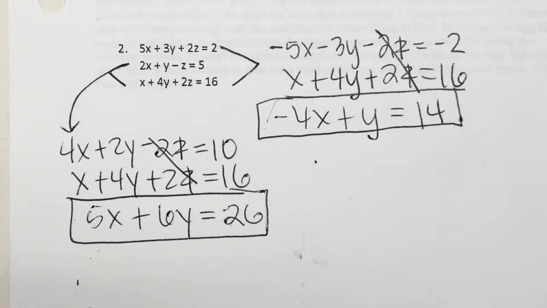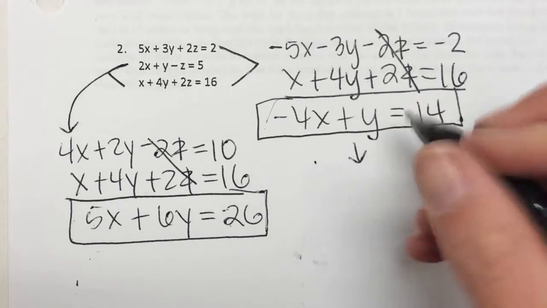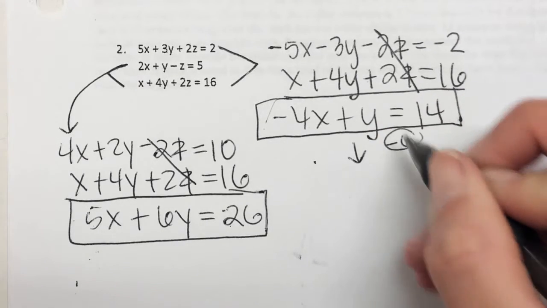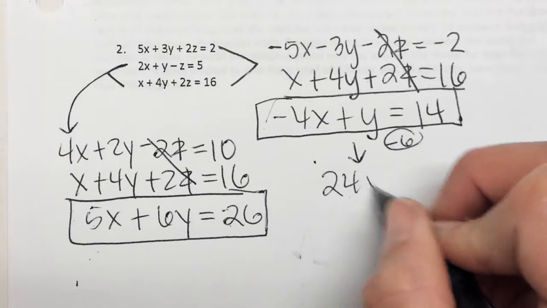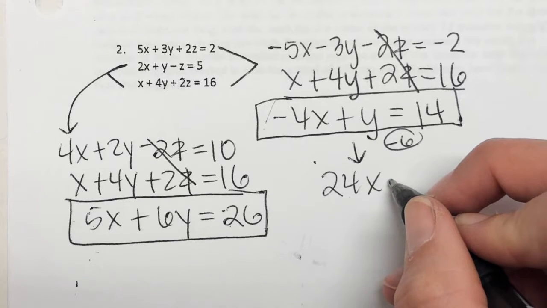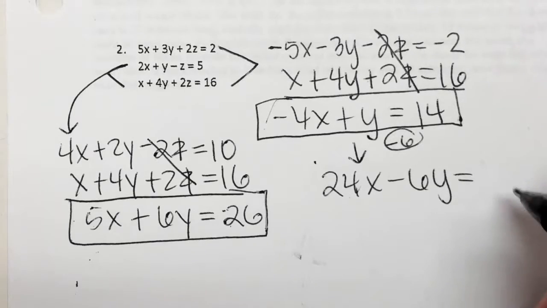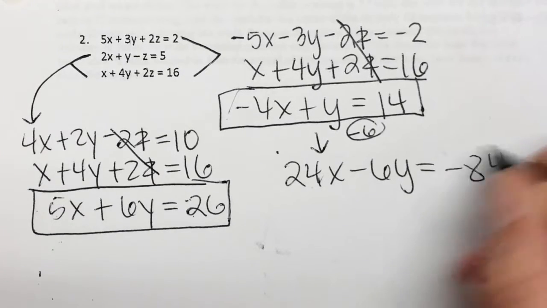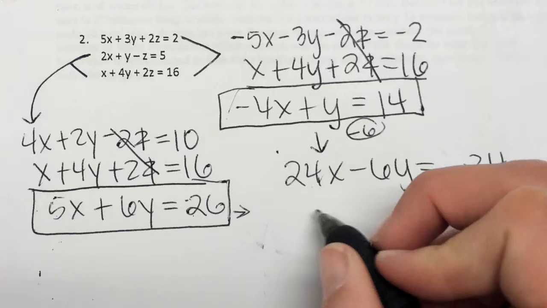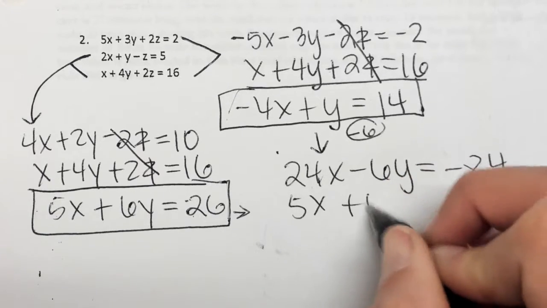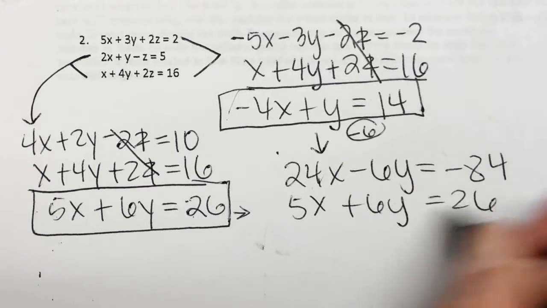Y. I just need to multiply what by what? Top one by negative 6. Let's do that. So that would give me what? 24x. Go ahead. Equals. Alright, do I need to change this one? So I bring it over. 5x plus 6y equals 26.